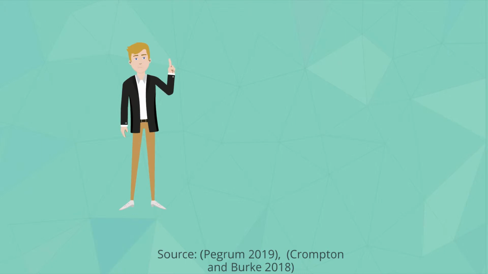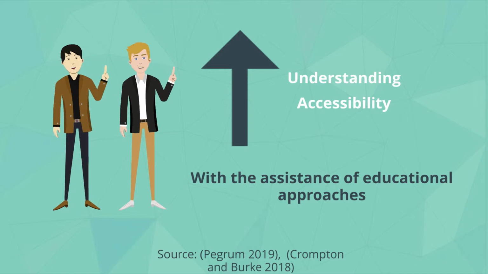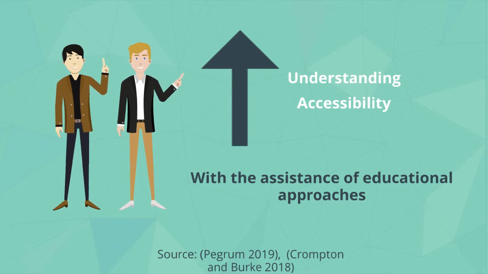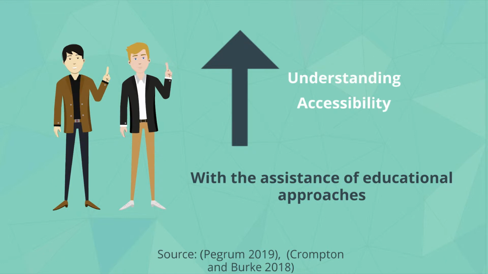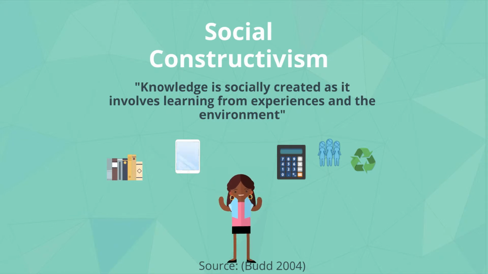Crumpton and Burke have concluded that mobile learning processes have assisted students to better understand content and increase accessibility to education, and this can be credited to processes such as social constructivism, information transmission, and behaviorism. Social constructivism is a modern perspective of learning, where knowledge is socially created, as learning involves constructing a learner's own knowledge from their experience, promoting active engagement, and makes learners responsible for their own learning.